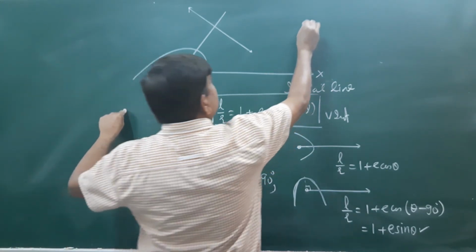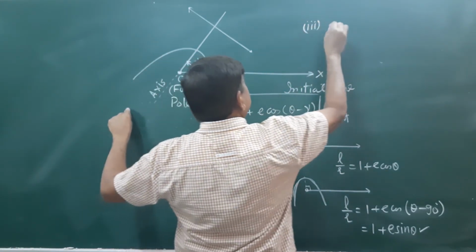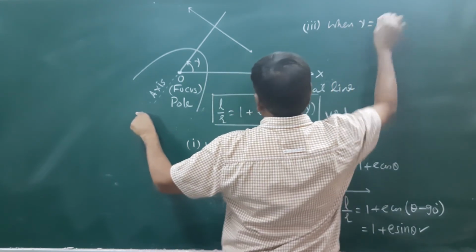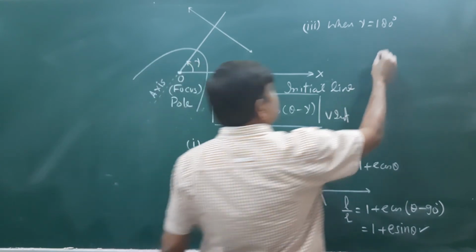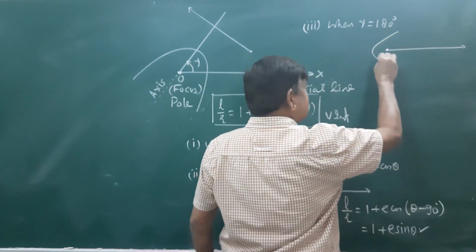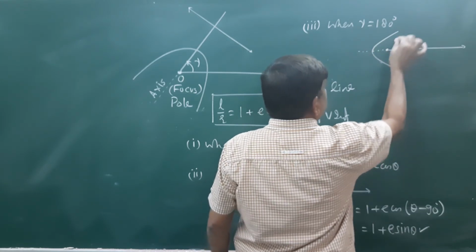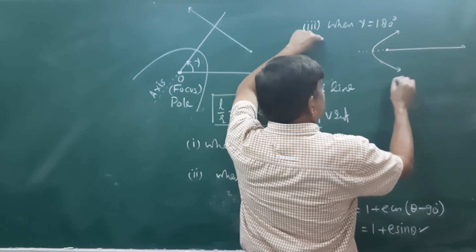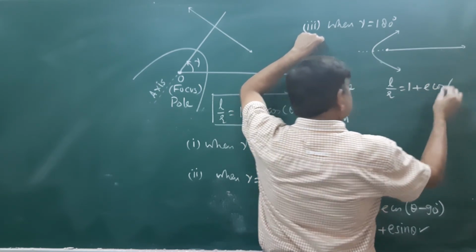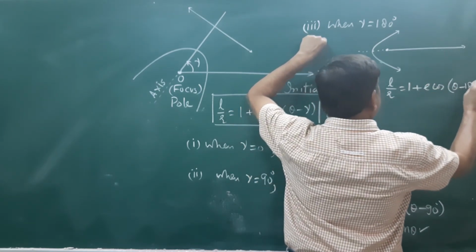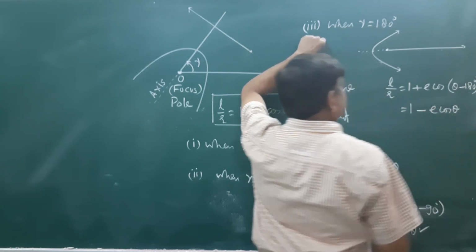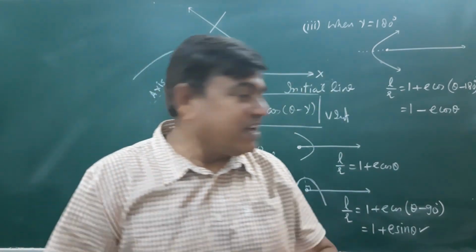And third case, when gamma is 180 degrees, its direction will be like this. What is the equation of this? L upon R equals 1 plus E cos theta minus 180 degrees, and this is 1 minus E cos theta. This also we have done.